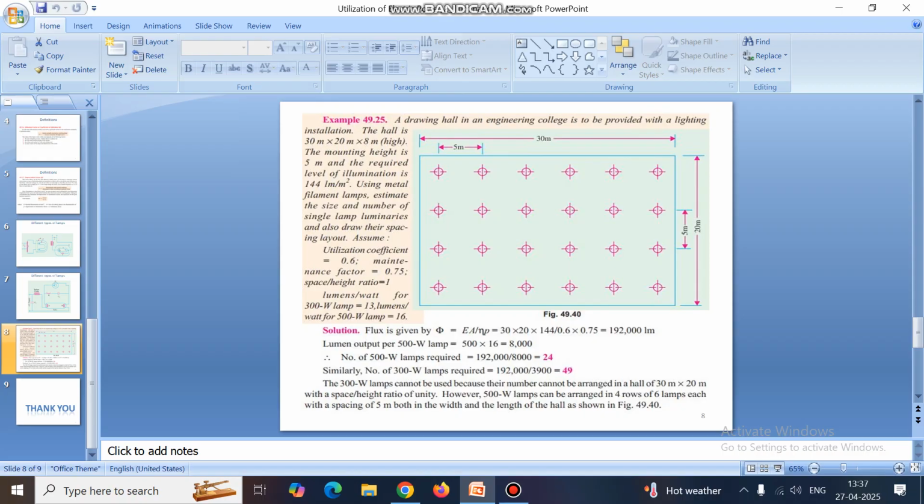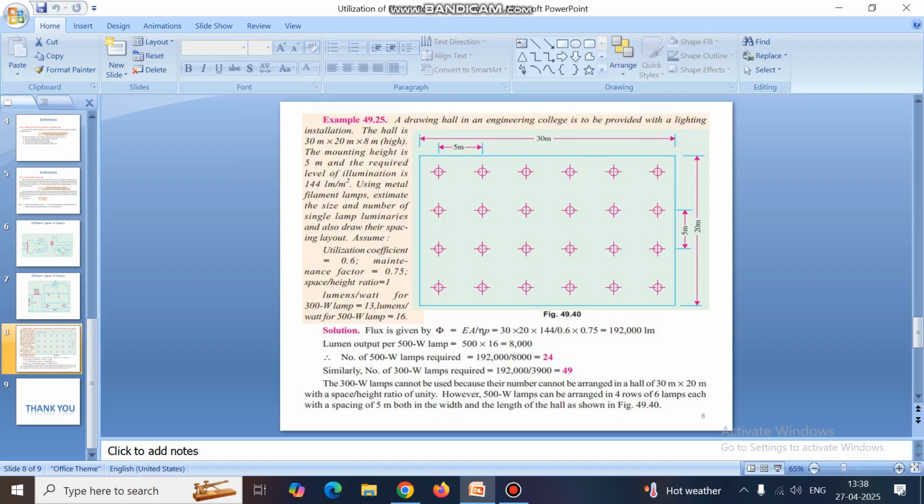Next, the second type of lamp is 1 watt given 16 lumen. So 500 watt is 16 into 500, that is 8,000 lumen. So number of lamps required is total flux by flux per lamp, that is 192,000 divided by 8,000, that is 24.